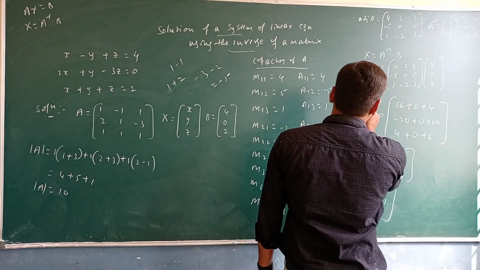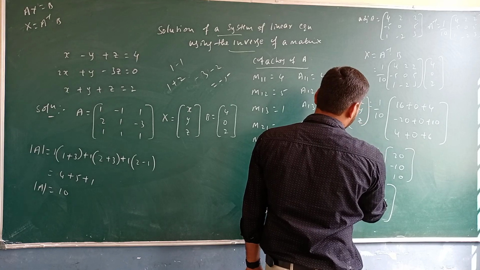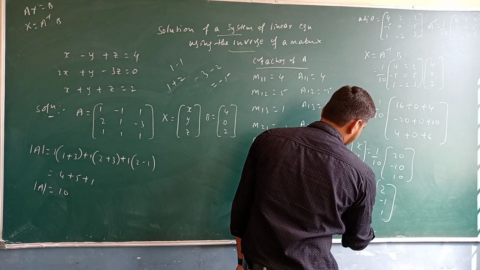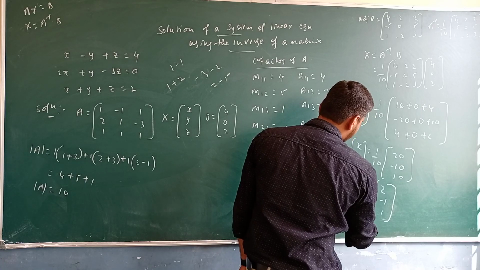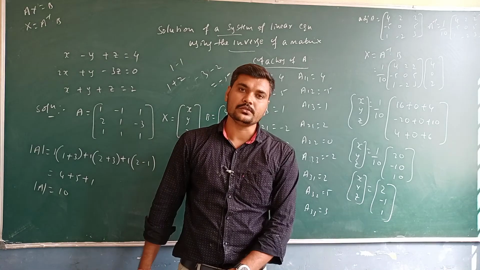This is equivalent to the small letters x, y, z. Hence the value of x is equal to 2, the value of y is equal to minus 1, the value of z is equal to 1.